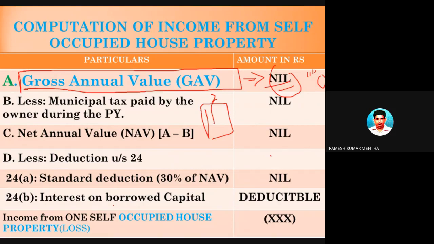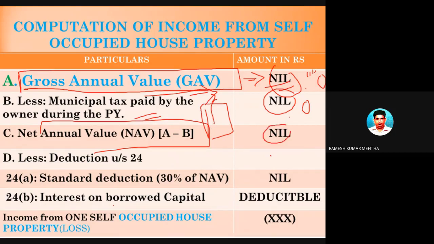Municipal taxes paid by the owner will not be allowed, because already we are given a chance to show the gross annual value as zero. So municipal taxes, if any, paid will not be allowed. That is also zero. So 0 minus 0, the net annual value will be 0.